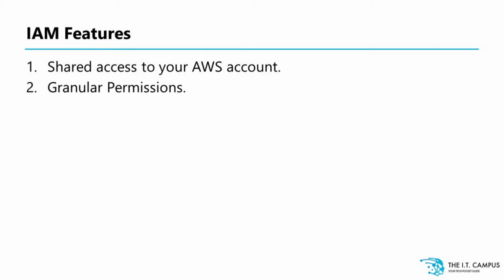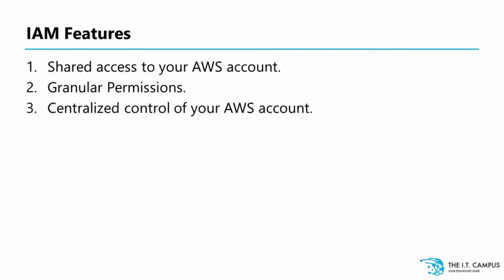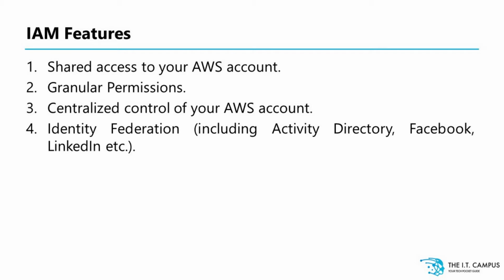For example, you might allow some users complete access to Amazon Elastic Compute Cloud (EC2), Amazon Simple Storage Service (S3), and other AWS services. For other users, you can allow read-only access to just some S3 buckets, or permission to administer just some EC2 instances, or to access your billing information but nothing else. It gives you centralized control of your AWS account, and it gives you identity federation, including Active Directory, Facebook, LinkedIn.